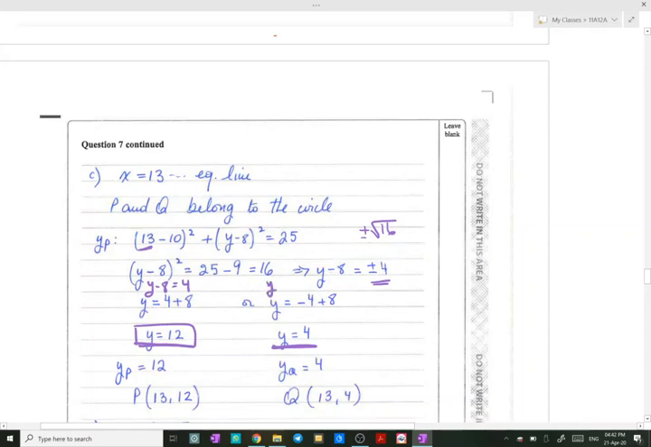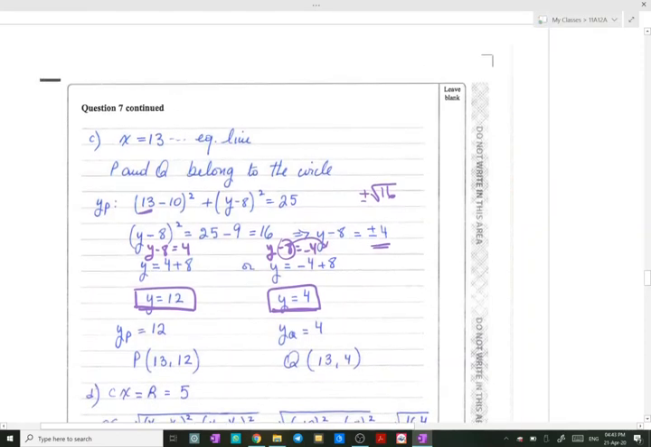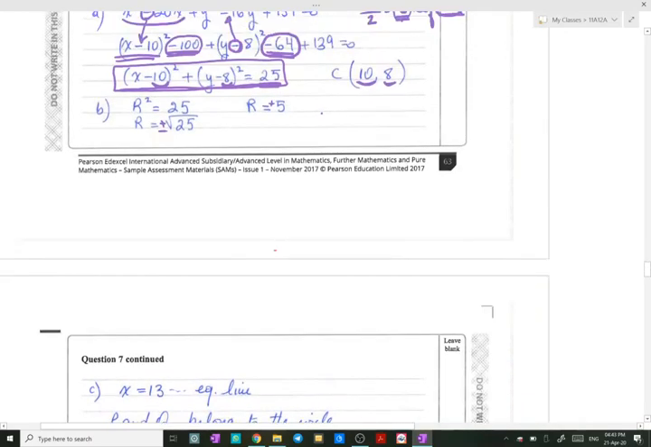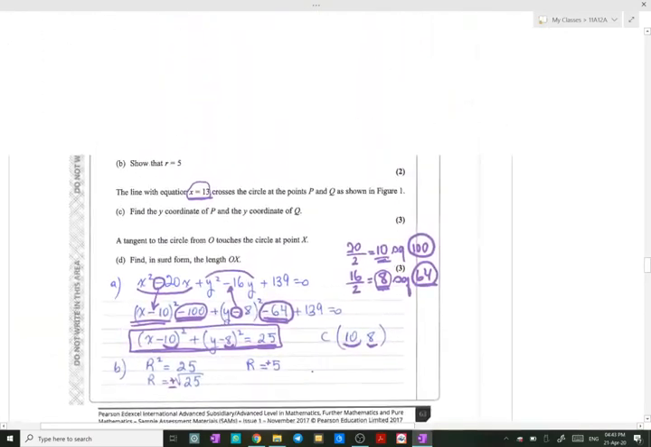And one time you take y minus 8 to be minus 4. You take the minus 8 to the other side, it becomes plus 8, so y equals 4. Therefore, y of P is 12 and y of Q is 4, according to the graph, or the figure that we have here.